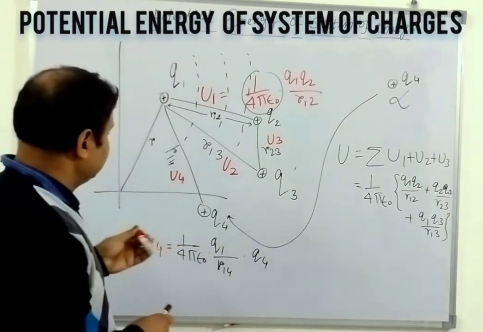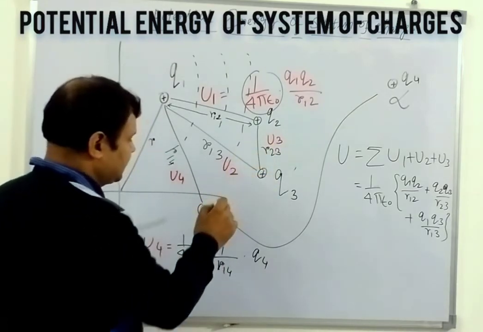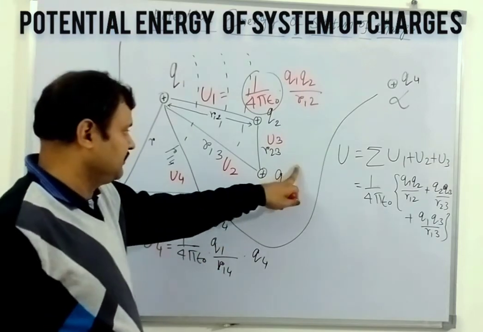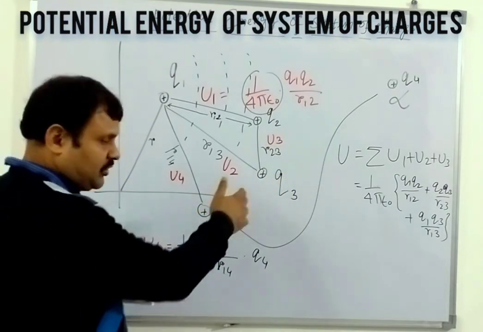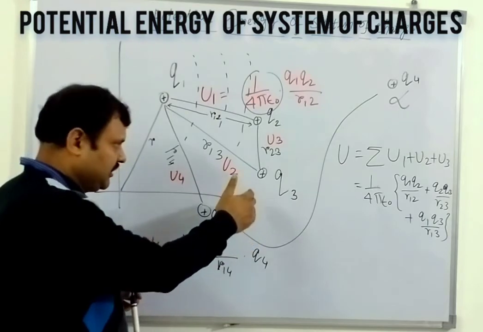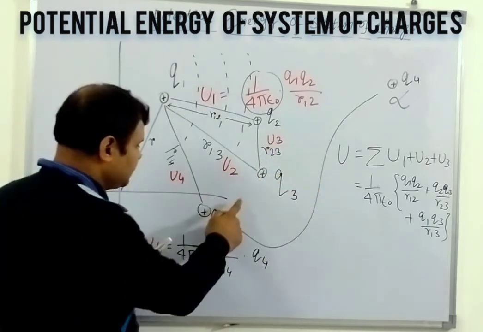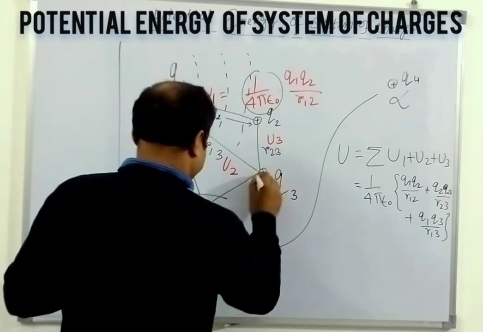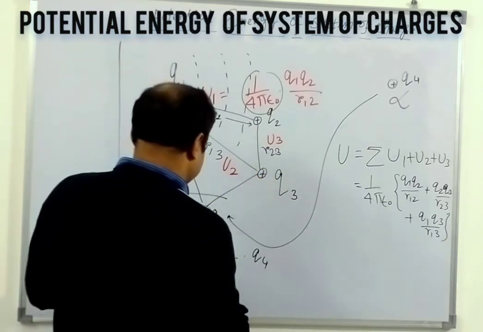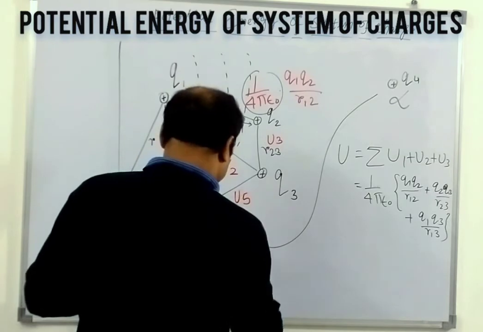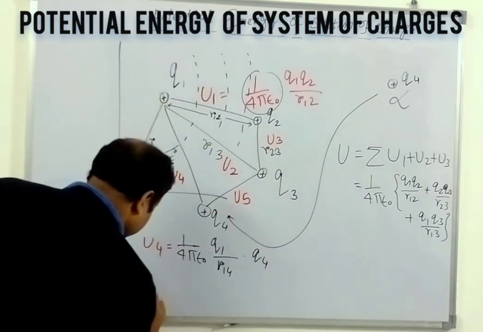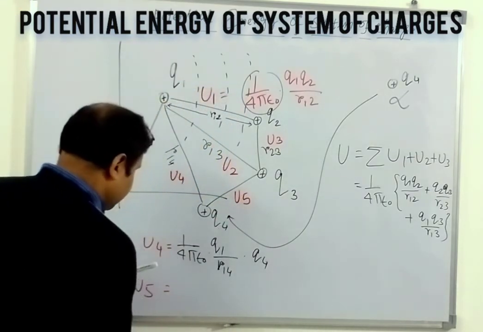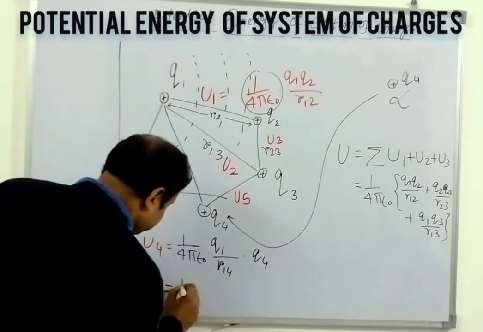Now this point Q3 also creates some potential over here, putting pressure not to let Q4 come closer due to the electric field repulsive force. Let us define this much as U5. So U5 will again be the same: 1 by 4 pi epsilon naught.